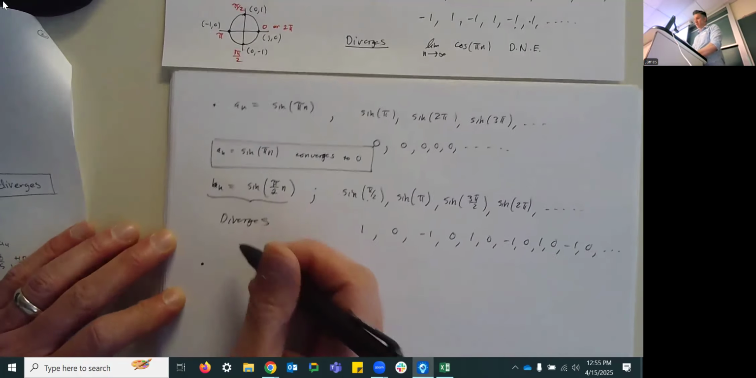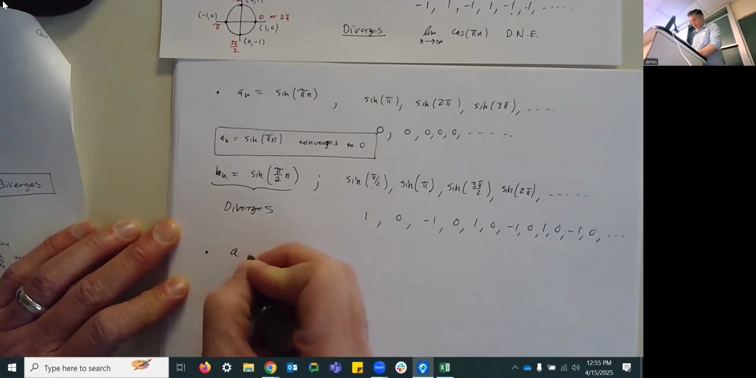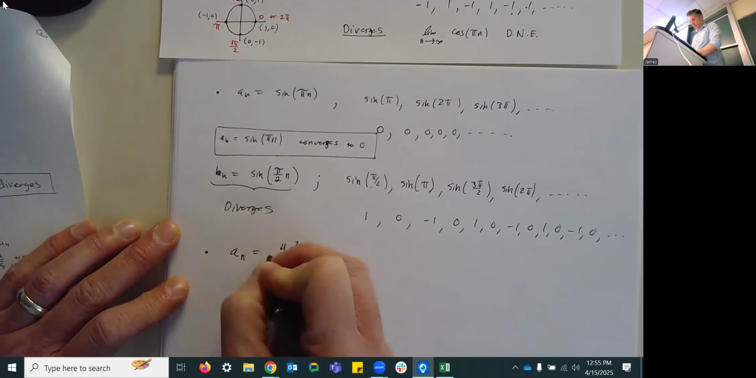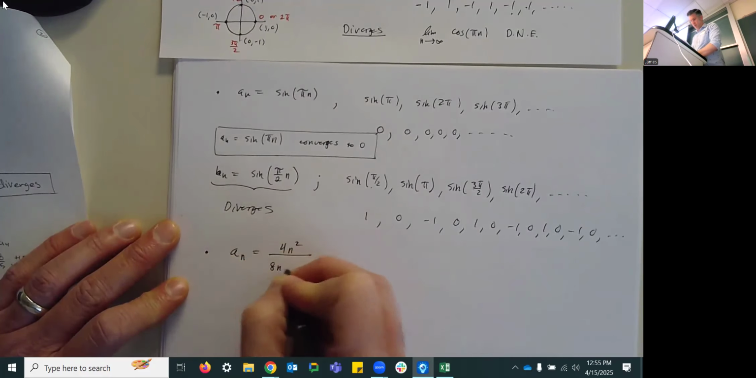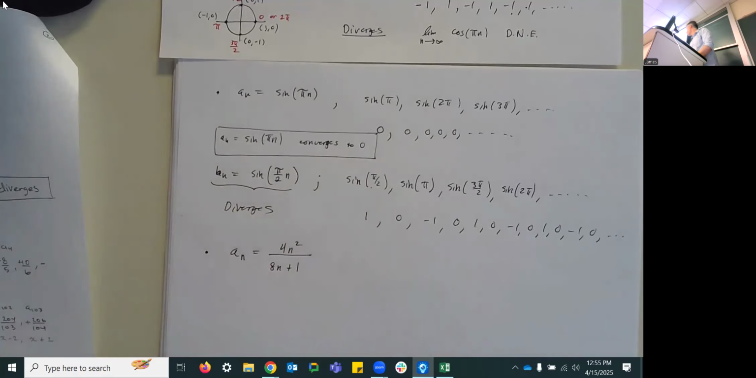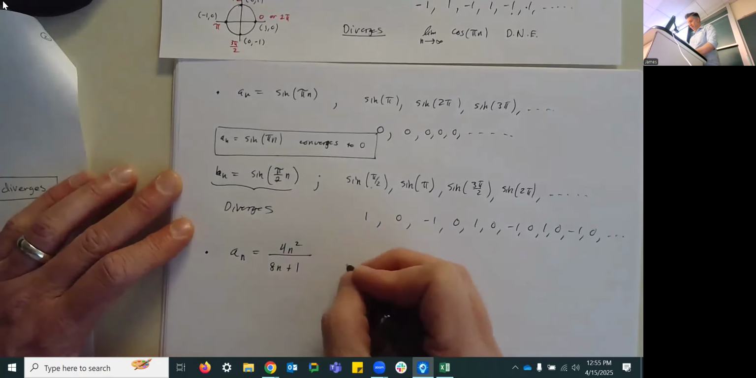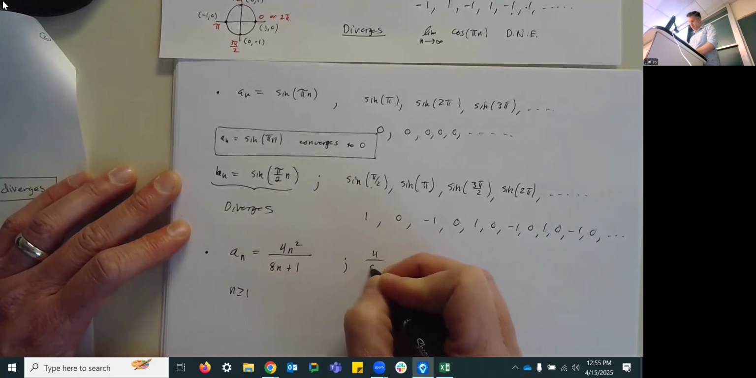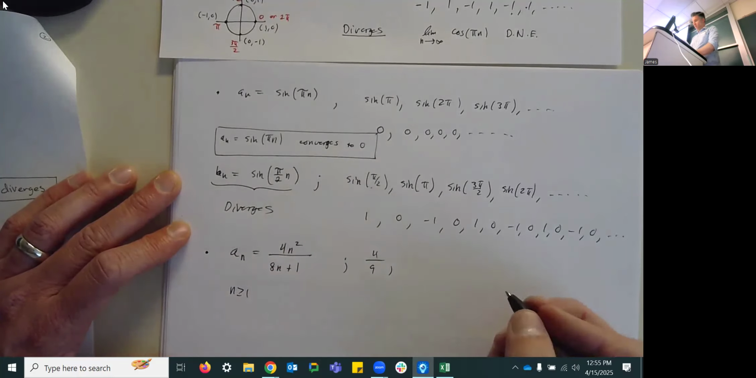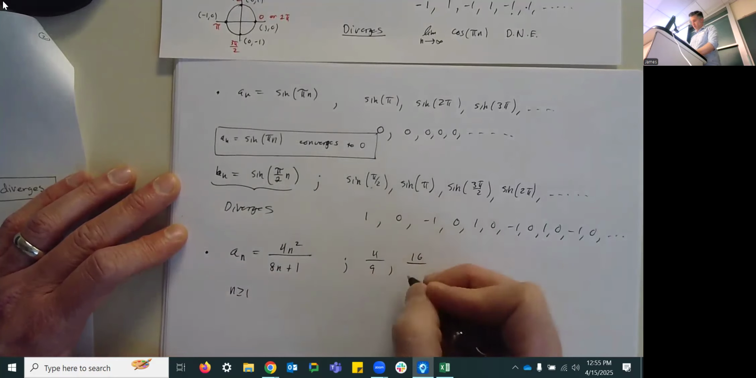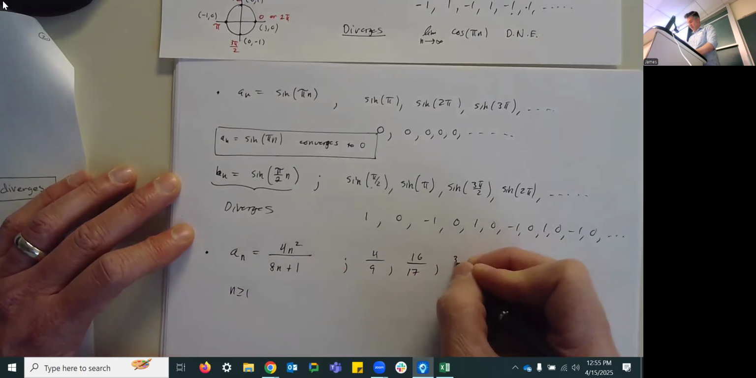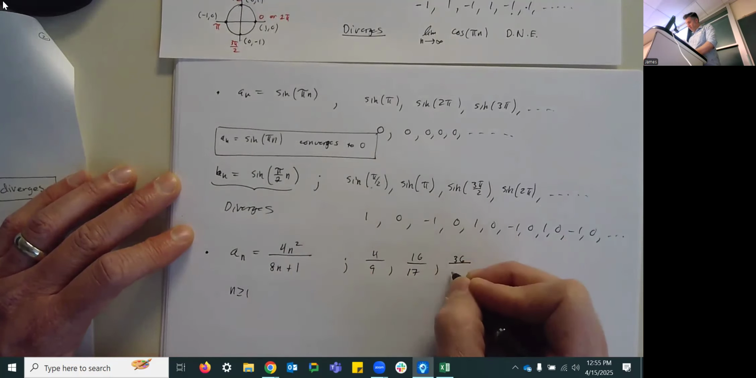But another way a sequence can diverge is the following way. Let's say our sequence a sub n was equal to 4n squared over 8n plus 1. And again, I always like to write out a few terms. My first term is going to be 4 over 8 plus 1. My second term is going to be 4 times 4 over 16 plus 1. My third term is going to be 4 times 9 over 24 plus 1.